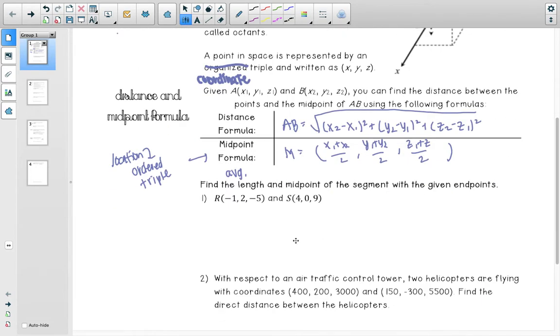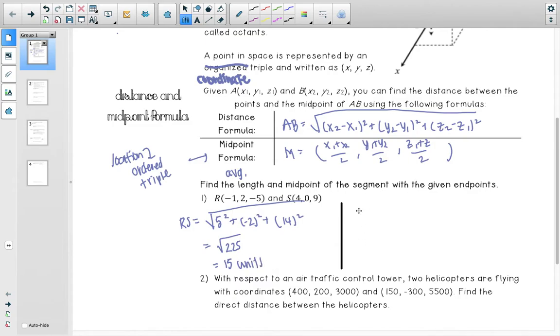If we wanted to find the length of this segment, you have to find basically the magnitude. So you would do this, and I'm going to write RS equals, and you take 4 minus negative 1, which is 5, so we have 5 squared plus 0 minus 2, which is negative 2 squared, and then 9 minus negative 5, which is 14 squared. If you put that all together, you get 225, and that is 15, and I'm going to put units.